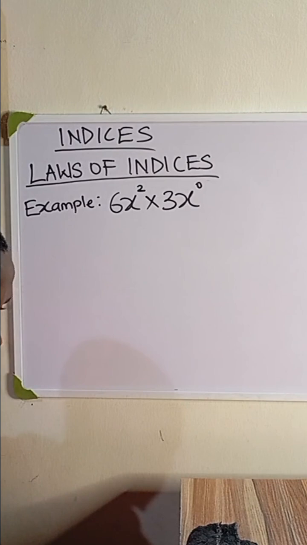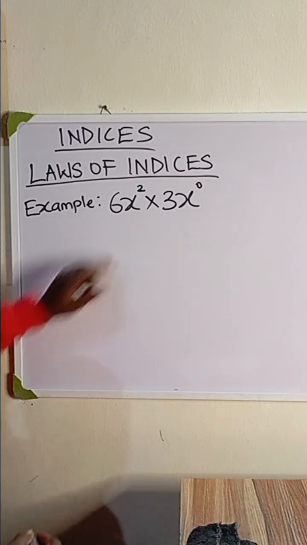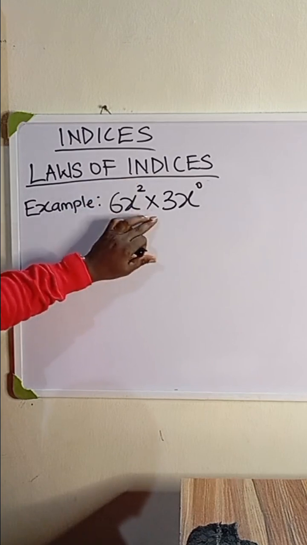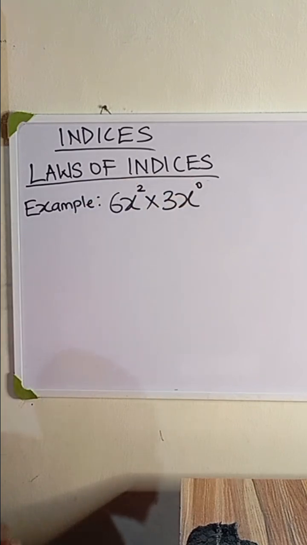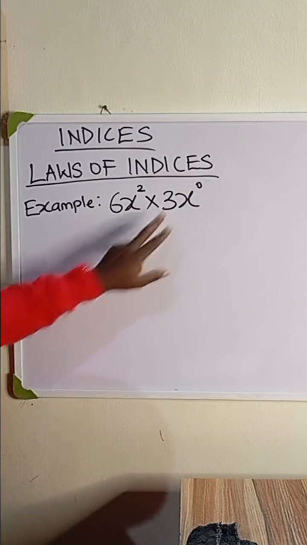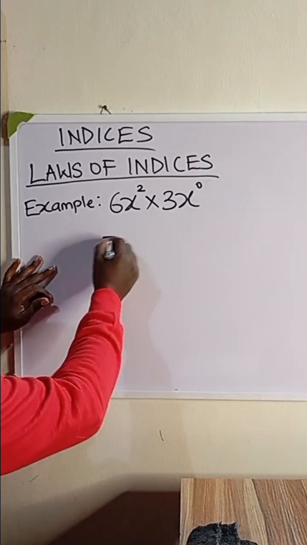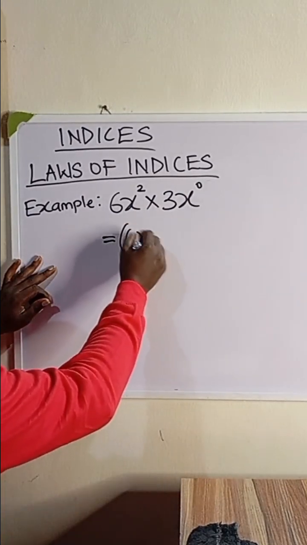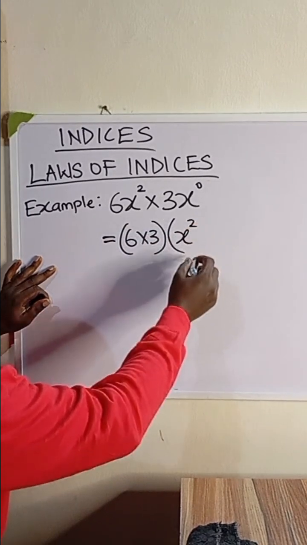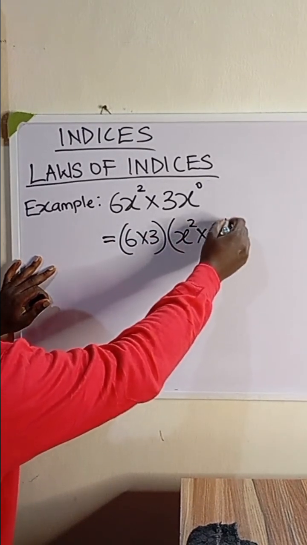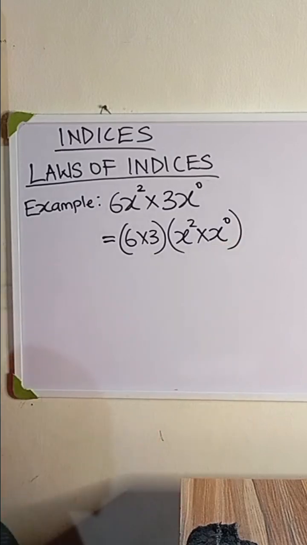Okay, so 6x to the power of 2 multiplied by 3x to the power of 0. Just as we did in the previous example, we bring the numbers together. So this will be 6 times 3 into x to the power of 2 times x to the power of 0. Are we correct?